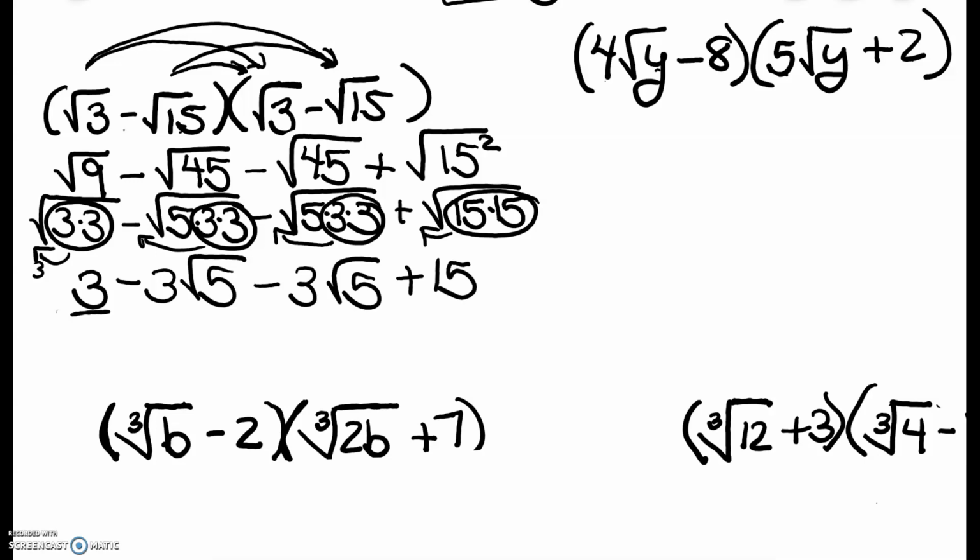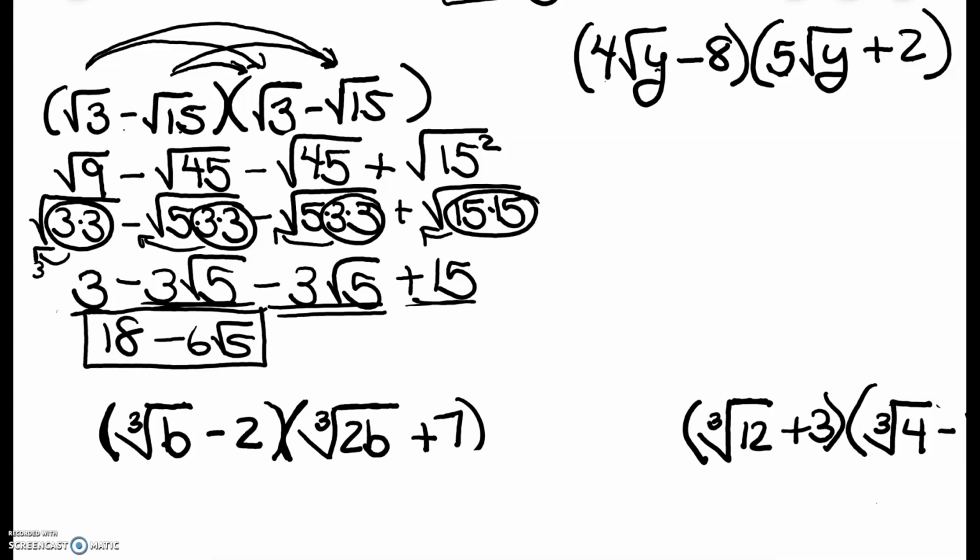So I do have like terms. A positive 3 and a positive 15 is 18. And then I have a negative 3 radical 5 and a negative 3 radical 5. So that's a negative 6 radical 5. And that is my final answer.